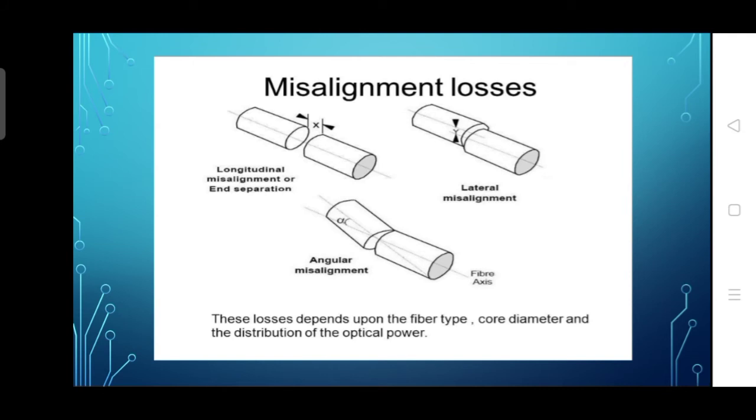First is the longitudinal misalignment or the end separation, where the two fibers are not connected. Second is the lateral misalignment, where they are not aligned well. And lastly is the angular misalignment, where the two fibers don't form 180 degrees, so they are not connected properly. These losses depend upon the fiber type, core diameter, and the distribution of the optical power.